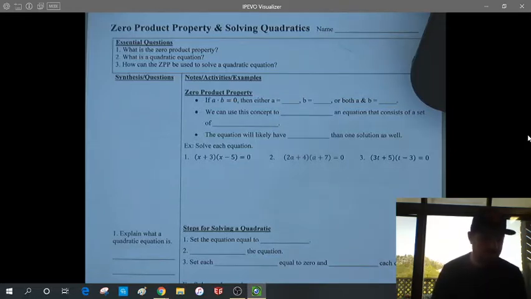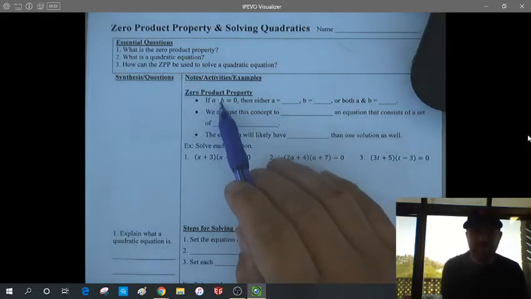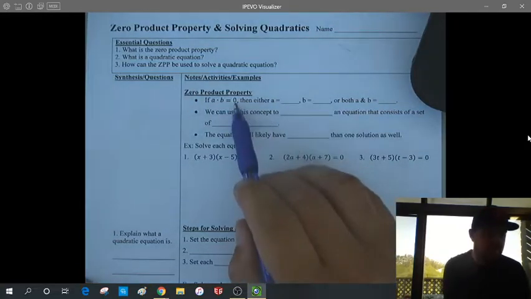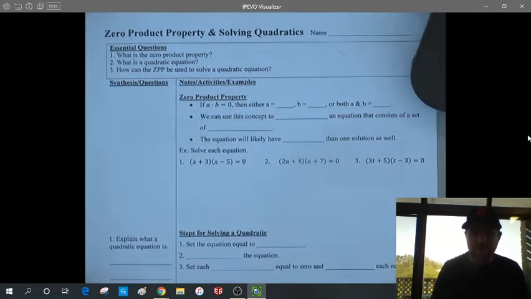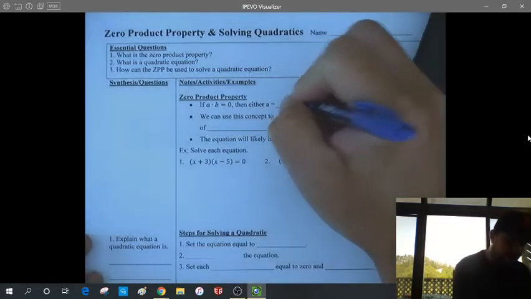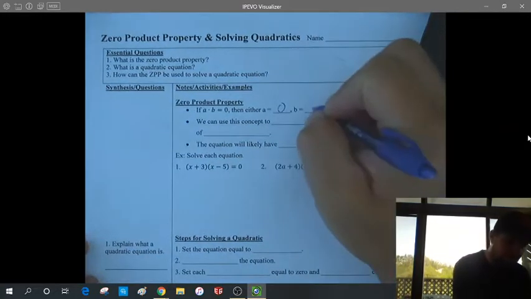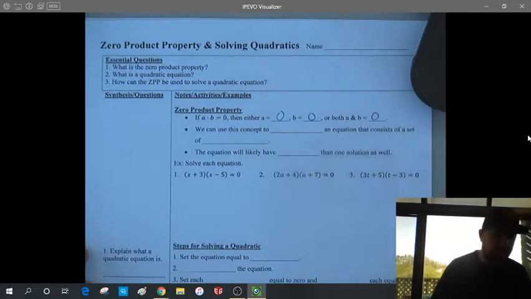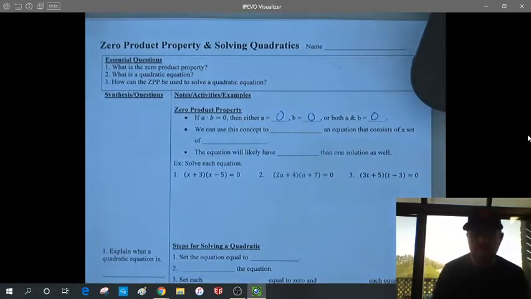So, starting off, the zero product property says that if you have a product of two numbers that are being multiplied together and you know that that has to equal 0, well, then the conclusion is that either A would have to be equal to 0, or B would have to be equal to 0, or it's possible that both A and B would be equal to 0. And those are the only outcomes that are going to produce a product of 0, so we can conclude that it has to be one of those.